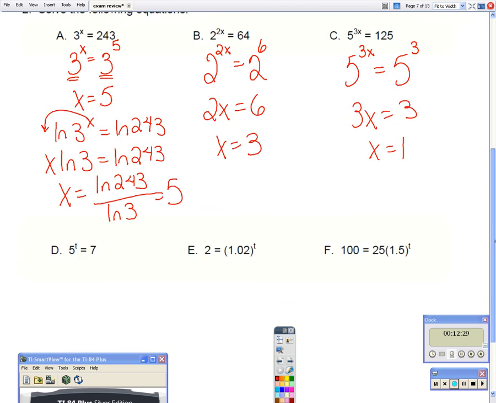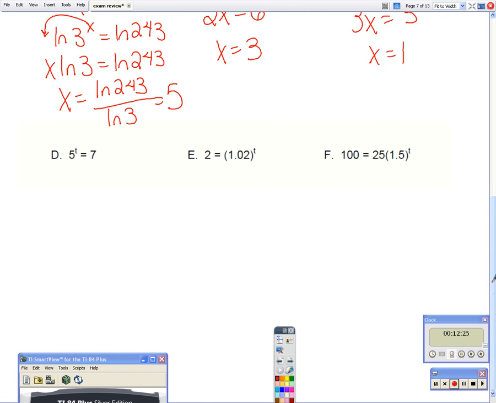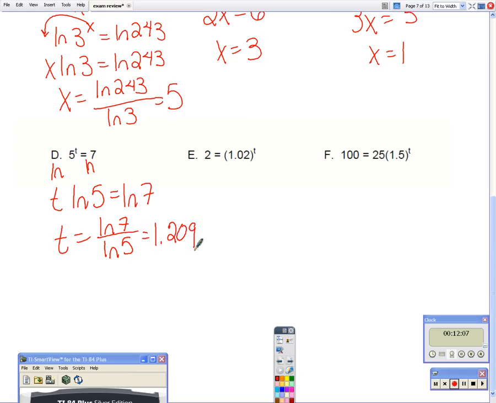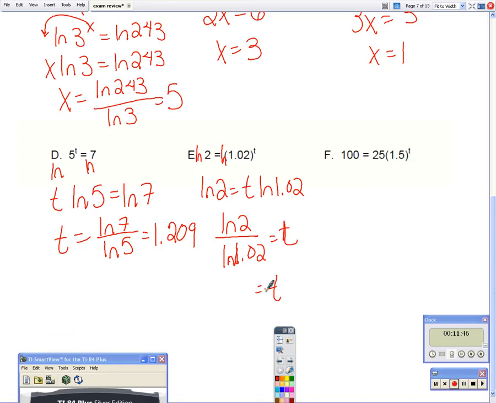Now for D through F, we have to use logs or ln's. We're going to ln both sides, and that brings the exponent of t down. We can divide both sides by the ln of 5, and using our calculator, we would get 1.209. Same thing here. I'm going to ln both sides. Divide both sides by the ln of 1. Oops. So we have to use our calculator. We will get 35.